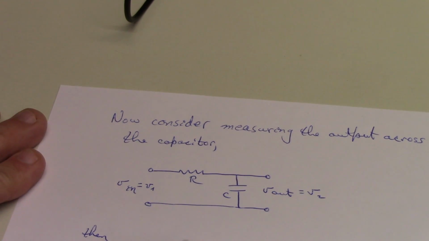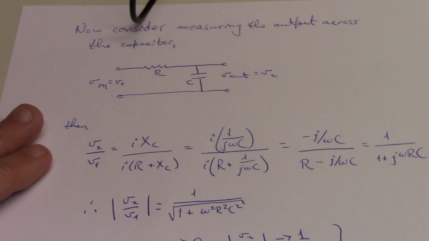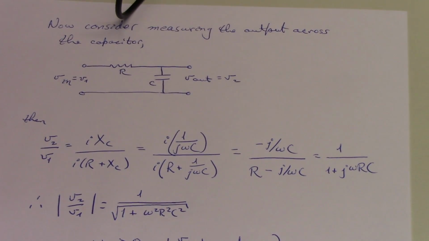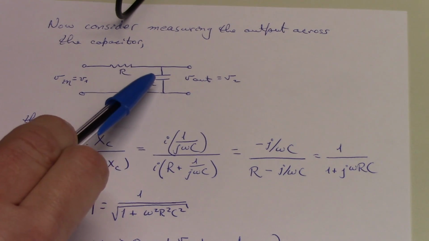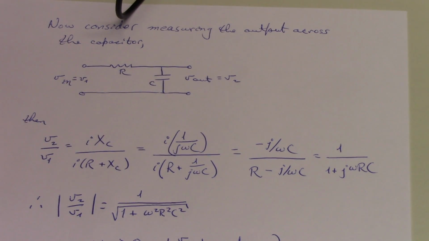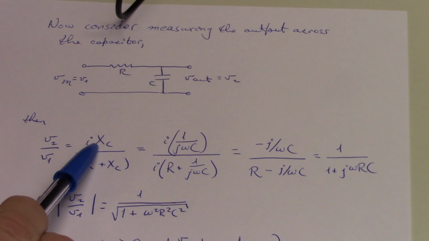Now instead of measuring the output of that circuit across the resistor, let's measure the output across the capacitor. So just as before, we have a time variant voltage V1 in, and we want to know the ratio of the output voltage to the input voltage. Again, we just follow our noses. We have V2 over V1, and very much as we did before, we can write V2 as the voltage dropped over this capacitor, which is by Ohm's law just I times X sub C.